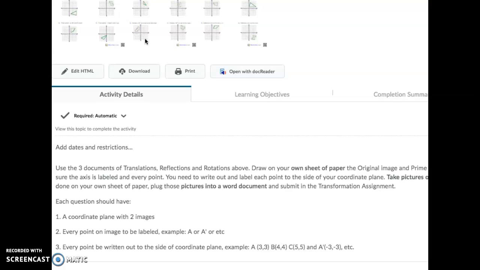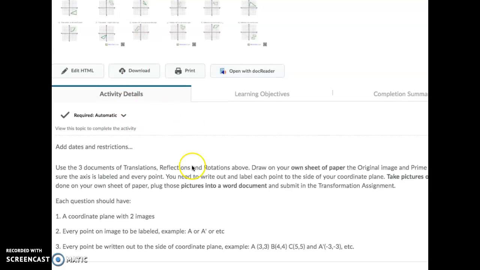But what I'll have them do is write down their own answers on their own sheet of paper, writing out a coordinate plane and putting both the original image and the second image that they made, making sure they're labeling everything, and then writing out the different coordinates for every point that they put down.